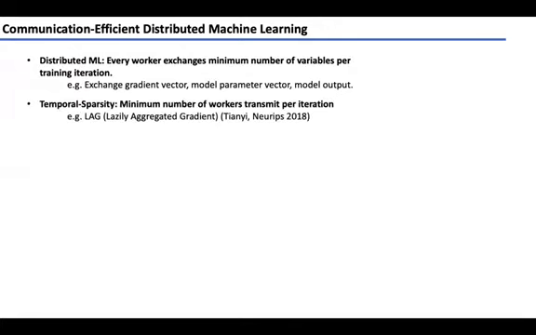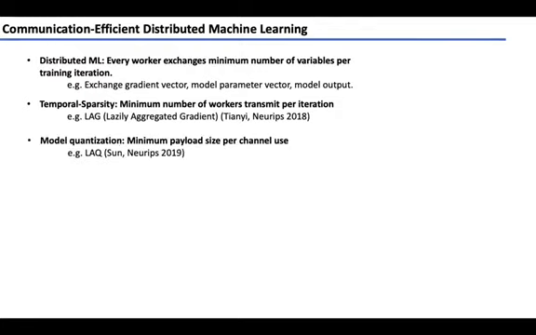One way to further enhance the communication efficiency is to introduce time sparsity, so each worker doesn't need to transmit at every iteration, so the number of workers who transmit at every iteration of the training algorithm is minimized. To minimize the payload size per channel use, quantization of the transmitted data was also considered.